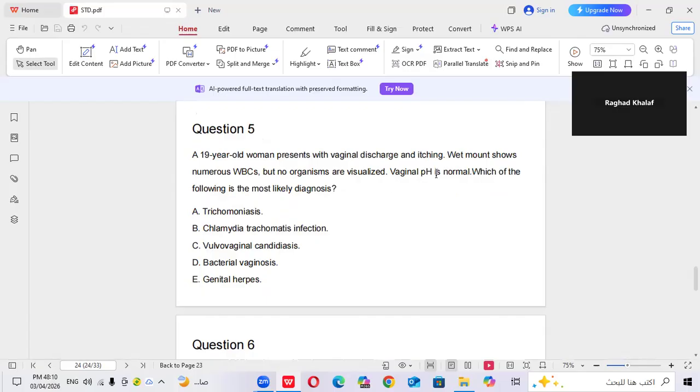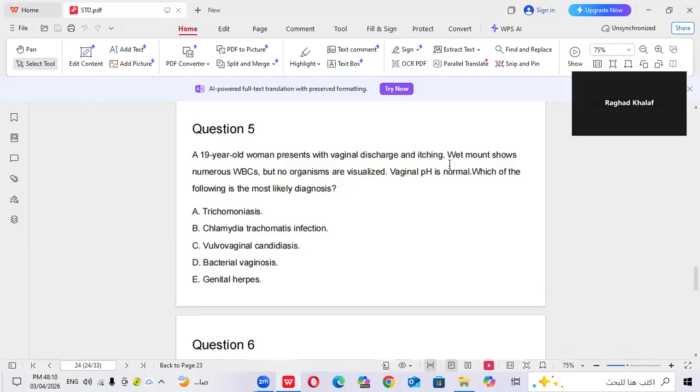Since the vaginal pH is normal, you are going to exclude trichomoniasis and vaginosis, because the pH in those infections tends to be high or elevated, not normal. So you are left with candidiasis and genital herpes. He's not describing genital herpes, he's not describing any ulcerative or vesicular lesions, so you are going to omit this as well. You are left with either chlamydia trachomatis or vulvovaginal candidiasis.